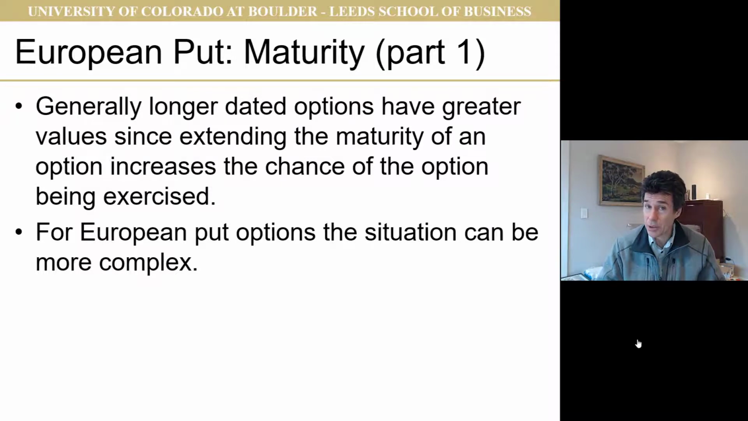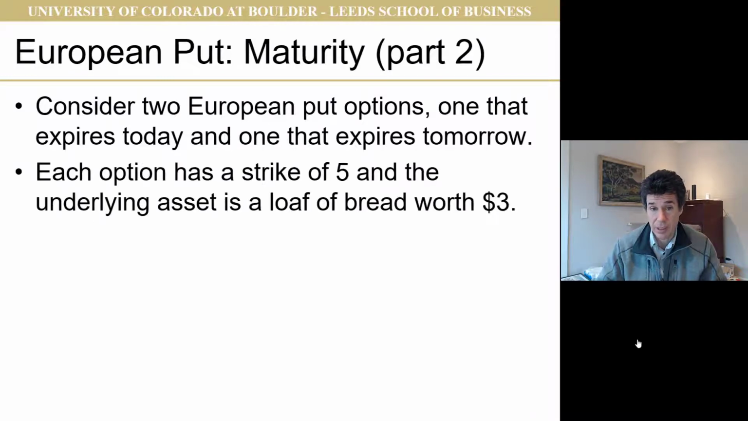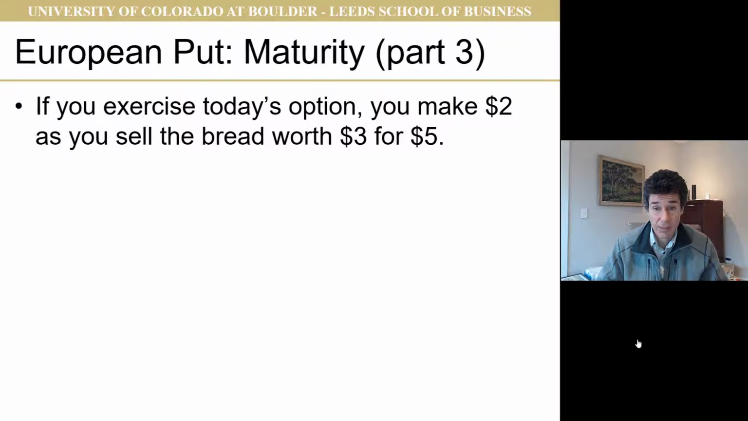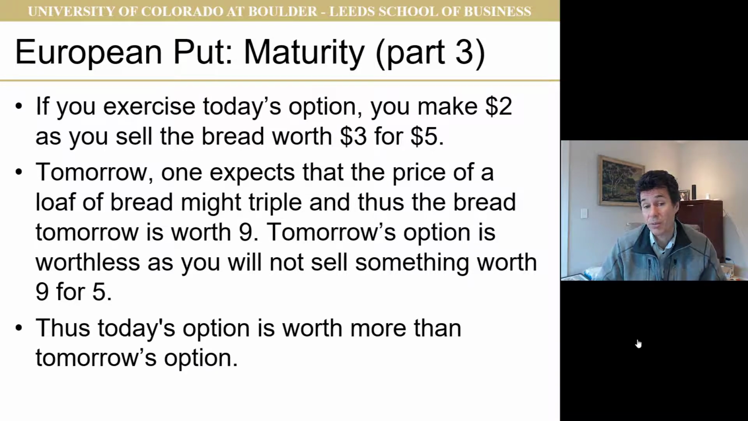And so I'm going to do a slightly contrived example here. Consider two European put options, one that expires today and one that expires tomorrow. Each option has a strike of 5, and the underlying asset is a loaf of bread worth $3. And we're in a country with hyperinflation. If you exercise today's option, you make 2, because you sell the bread worth $3 for 5, so you make $2. Tomorrow, however, we expect the price of the loaf of bread might triple, and thus the bread tomorrow is worth 9. Tomorrow's option is worthless because you wouldn't sell something worth $9 for $5. Thus, today's option is worth more than tomorrow's.